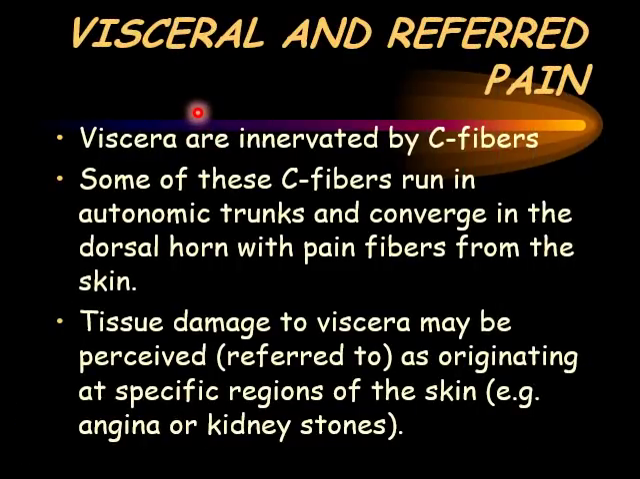The viscera are also innervated by C fibers for pain. Some of these C fibers run in autonomic trunks and converge in the dorsal horn with pain fibers from the skin. As a result, tissue damage to various viscera, various organs, may be perceived, that is referred to, as originating at different regions of the skin. For instance, angina might be identified as coming from the left arm. Kidney stones might be, in fact, identified as coming from the back.